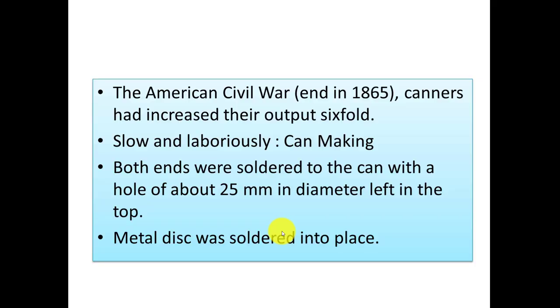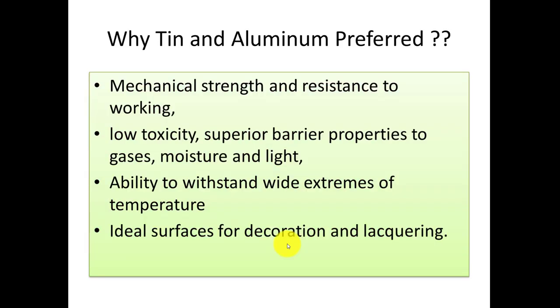After this, there was the end of the American Civil War, and the canners had increased their output sixfold. Slowly, can manufacturing was taking place, but it was slow and laborious. Both the ends were soldered to the can, with a hole of about 25 in diameter left in the top. So metallic discs were soldered in the place. So it is some previous work which has been carried out in manufacturing of can.